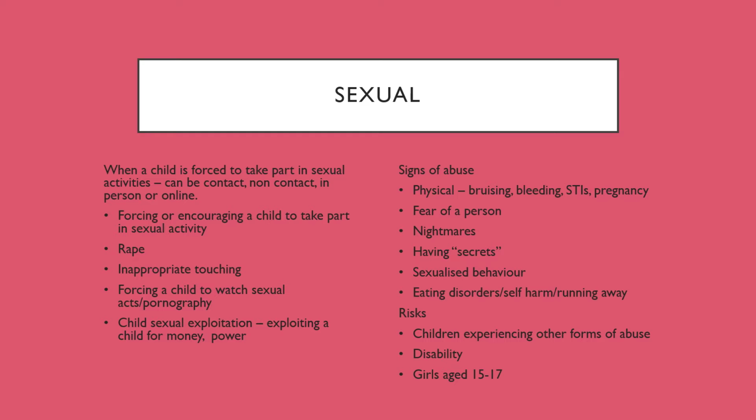And then also there are more mental health presentations to this, so they might develop an eating disorder, they might self-harm, or they might run away from home to escape the abuse. So the risk factors for sexual abuse include children experiencing other forms of abuse, so they're much more likely to also be sexually abused, disability, and girls aged 15 to 17 are particularly at risk.